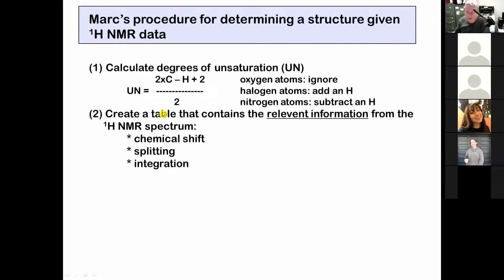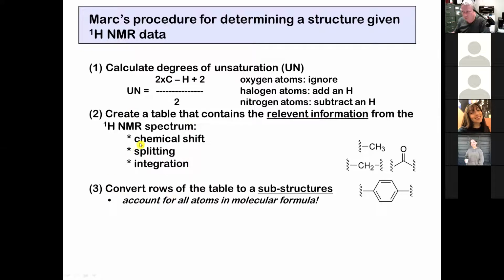Then the next thing we're going to do is create a table that contains the relevant information from the spectrum. I'm going to give you an NMR spectrum, mostly focusing on proton, and we're going to make a table that says chemical shift, splitting, integration, okay? So we're going to extract that information out of the spectrum. And then we're going to convert every row of this little table into a piece of the puzzle.